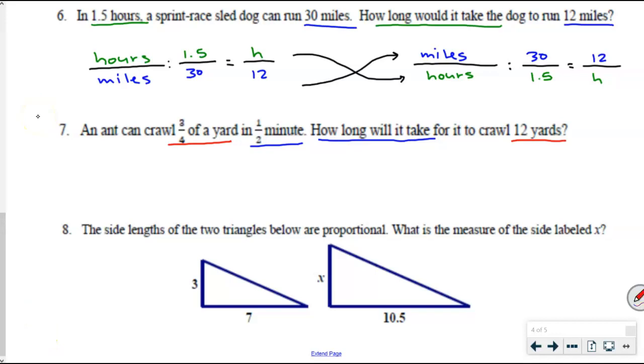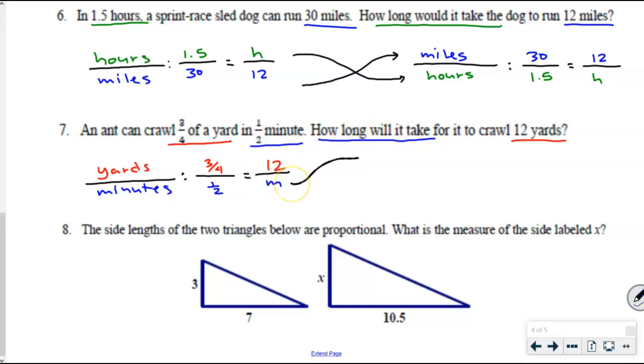time. We have yards that we are comparing to minutes. So setting up my proportion, those are my units. I'm going to have a ratio equal to a ratio, that's what a proportion is. And looks like it's 3/4 of a yard. And 12 yards. Down here we've got our 12 yards. And those 3/4 of a yard happened in half of a minute. So the question is, how long will it take? We can call that m for minutes.